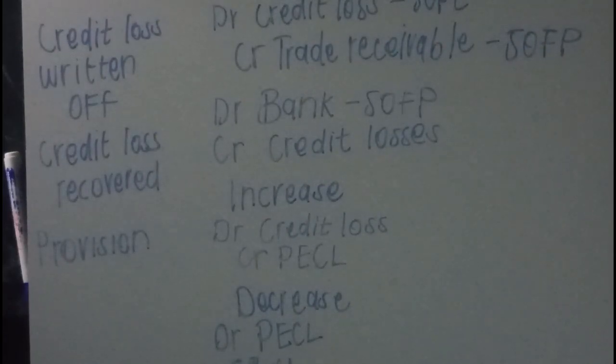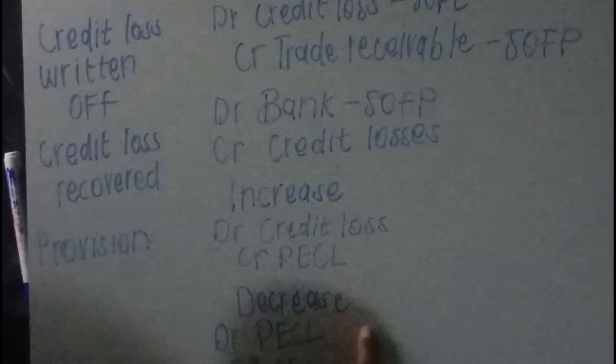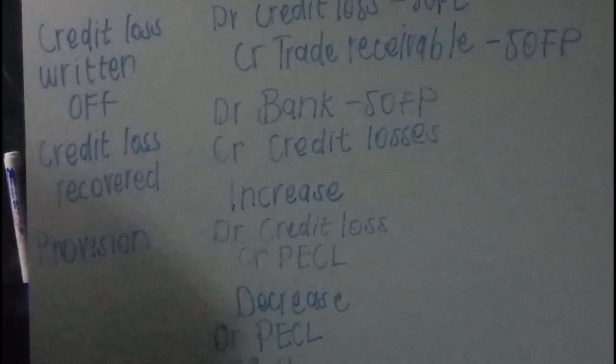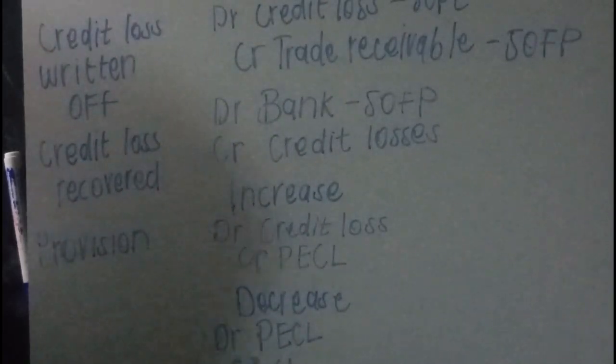You know that your credit loss is in the statement of profit and loss, and this one will be in the statement of financial position because we subtracted it from our trade receivables at the end of the year to get our net debtors. We know this by now.